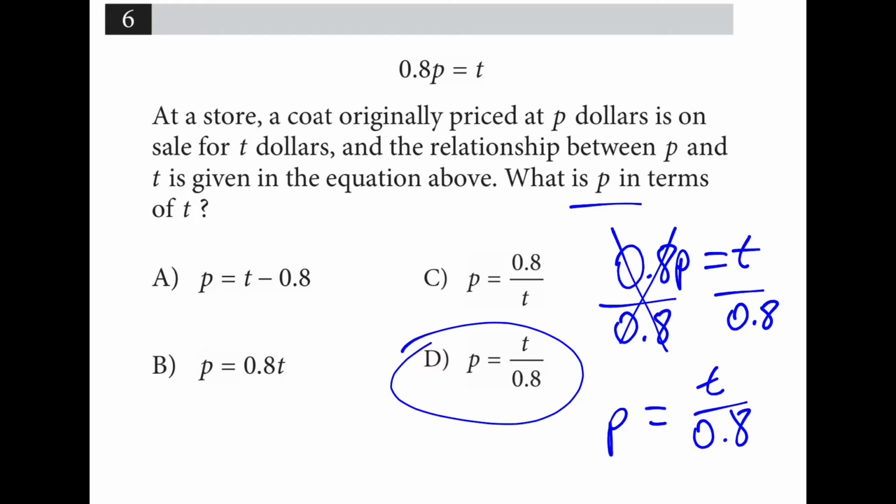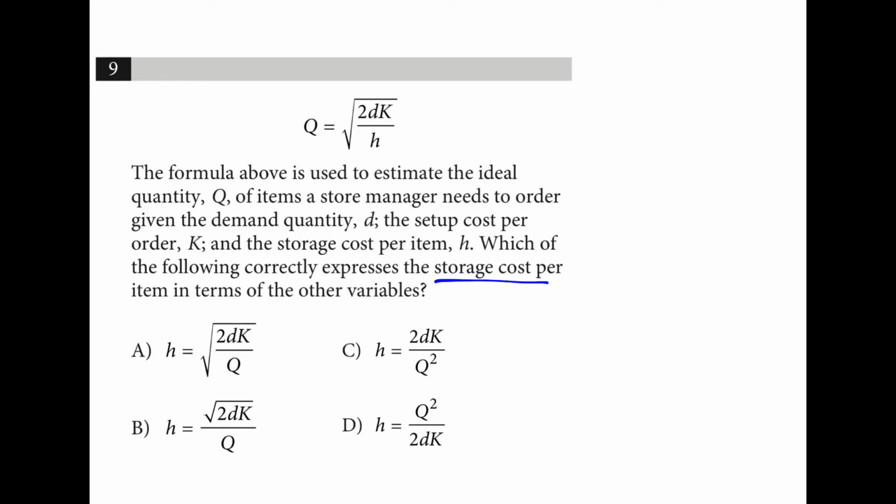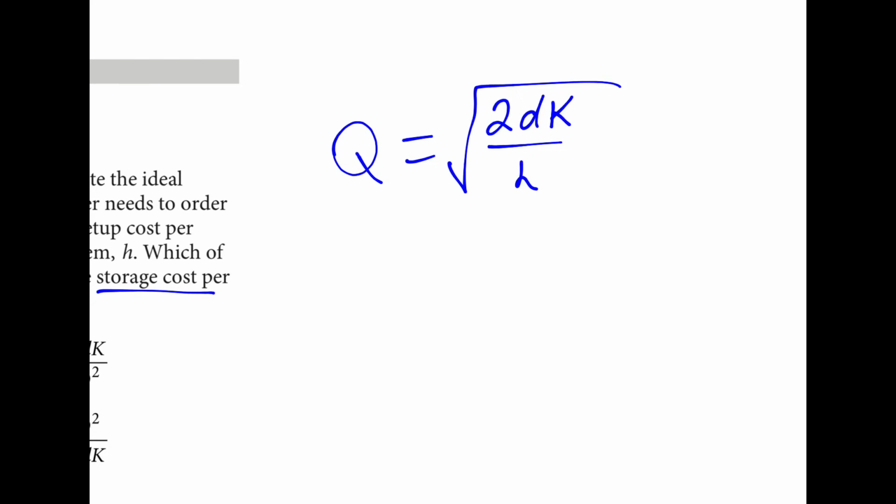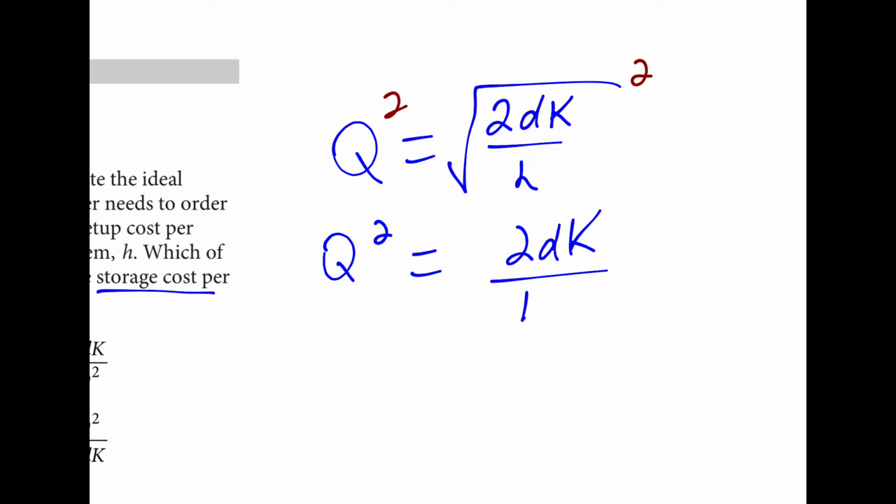D. They want to know the storage cost per item in terms of the other variables, and that is h, as I can see in all of the answer choices. So this is my equation. The first thing that I unwrap is I square both sides to get rid of that radical. So I have q squared is equal to 2dk all over h.